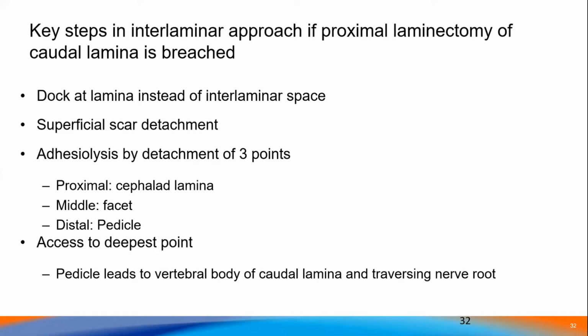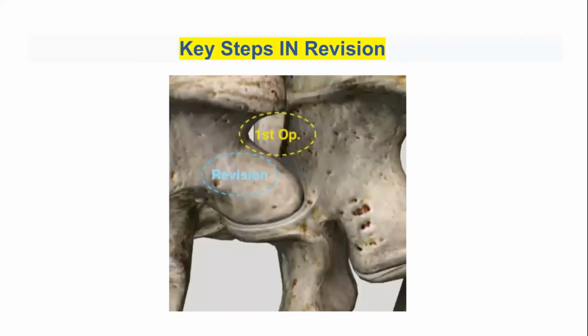We detach the superficial scar. We do the adhesiolysis by detachment of 3 points. I find that these 3 points are important. Capsular laminar, facet, pedicle. Then we can access to the deepest point through the pedicle. And the pedicle leads us to the vertebral body of the caudal lamina and traversing nerve roots.